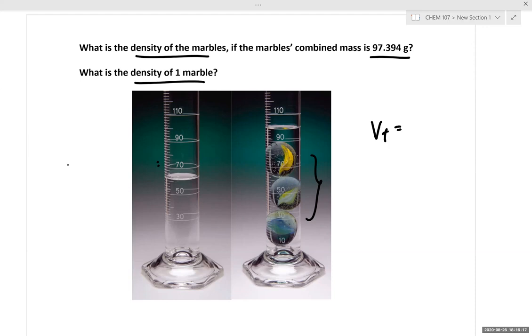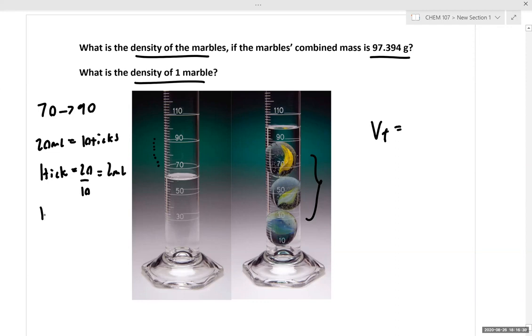First we need to figure out the value of a tick. To go from 70 to 90 takes 20 mL, which is 10 ticks. Ergo, 1 tick is equal to 20 over 10, which is 2 milliliters. A tenth of a tick then is equal to 2 over 10, or 0.2 milliliters.